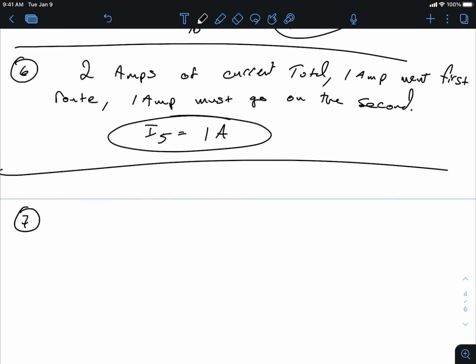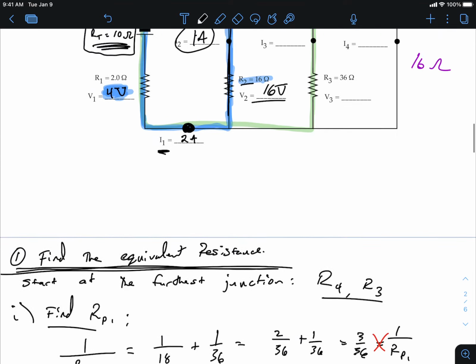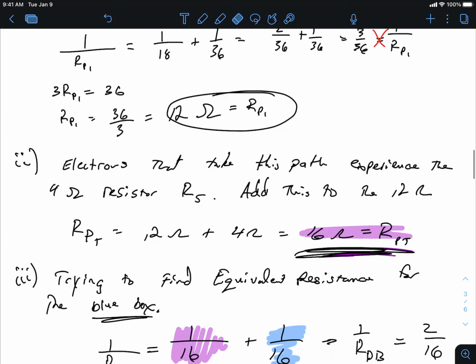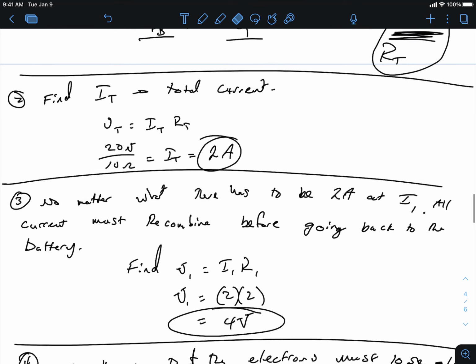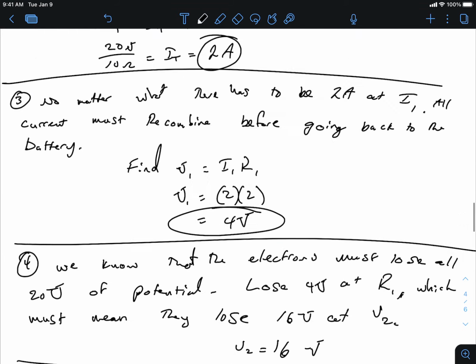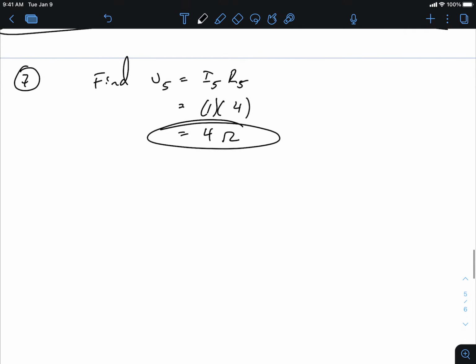Okay, now you guys can find, oh, I'm scrolling on my computer, but you guys can't see it, you know 2 things at I5 now. You know the resistance and the current. You can find the voltage here at I5, right? So let's do that. Well, it's just the same equation all the time, right? 4 ohms. You get, oh, not 4 ohms. It's 4 volts.